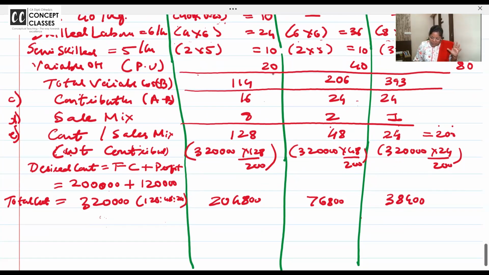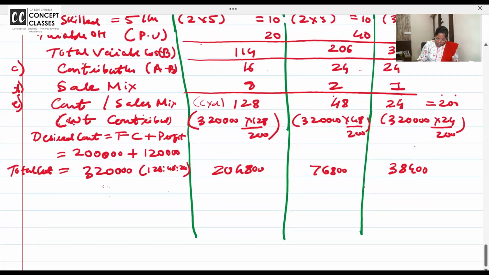But 3,20,000 in which ratio? Because your contribution is different, your sales mix is different. So C into D is giving you E in the ratio of E. This much contribution, if you get, your profit you will reach. But for this, how many units I need to sell? Can I divide it by contribution per unit? याद है सबको?